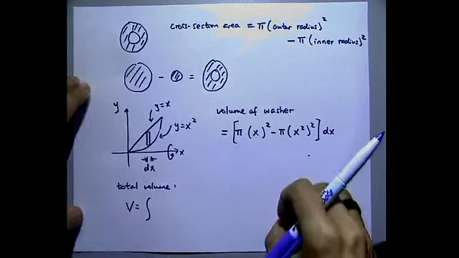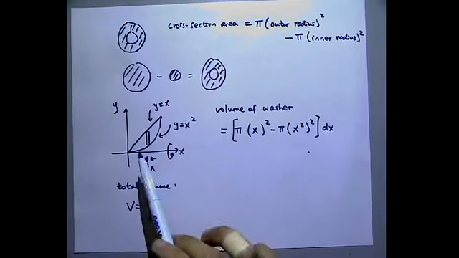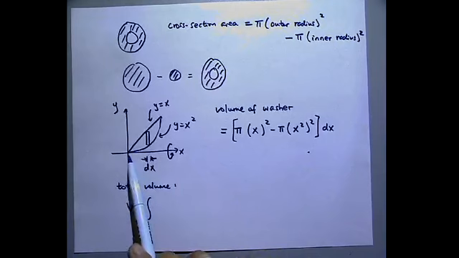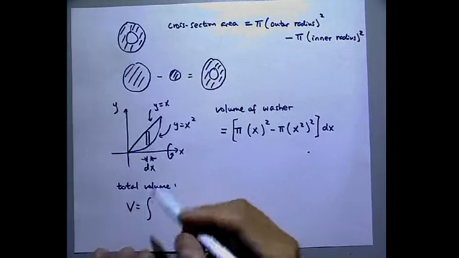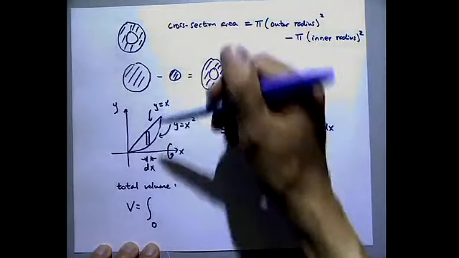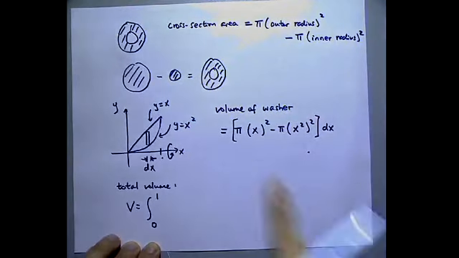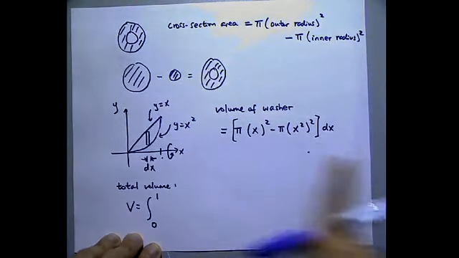Your integration bounds always come from the region. That's where we get our slices. So we start slicing at x is equal to 0. And then we stop slicing at x is equal to 1. Yeah, 1. Then we integrate the volume.